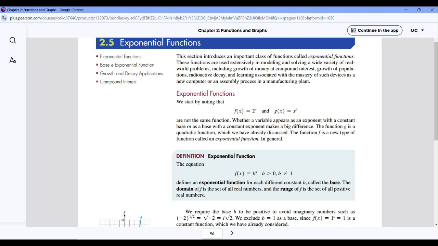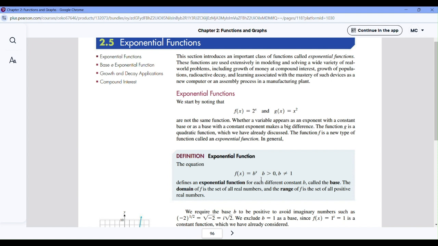Okay, so here's an example of an exponential function. So first notice that you have 2 to the x versus g to the x. An exponential function is when a number is raised to a power. So they're not the same function. The g of x is a quadratic function because it's a variable raised to the second power, whereas with exponentials, you're taking a number and raising it to a different power.